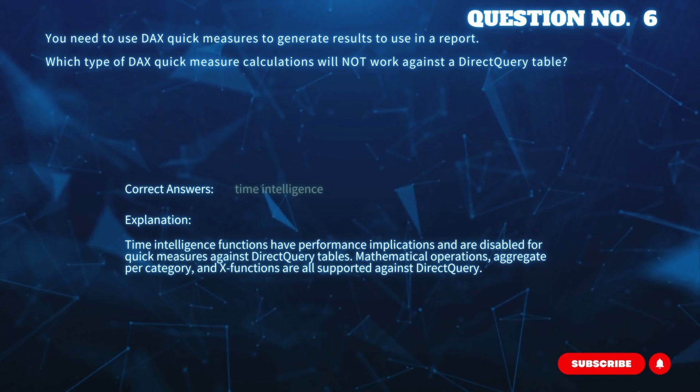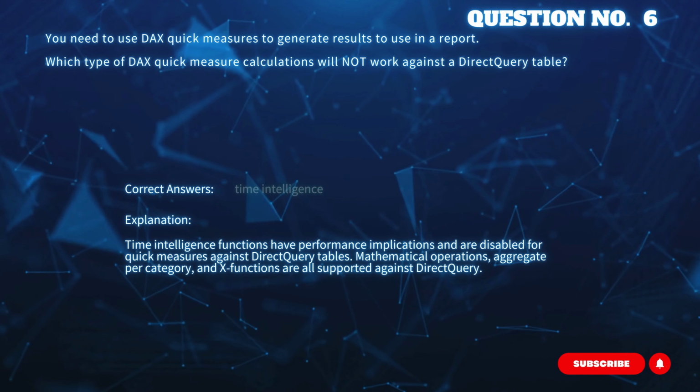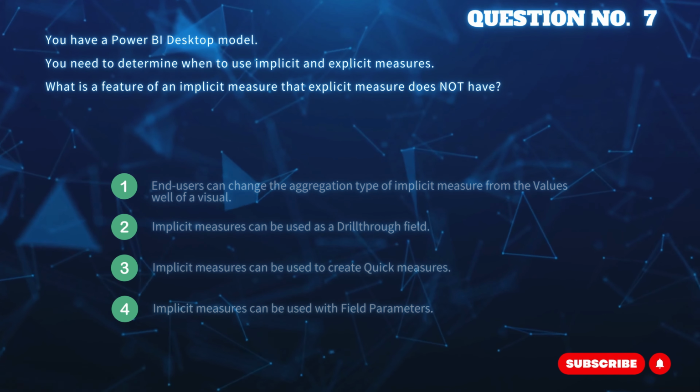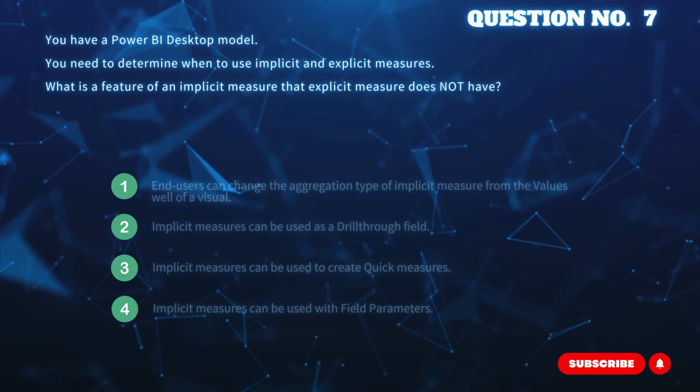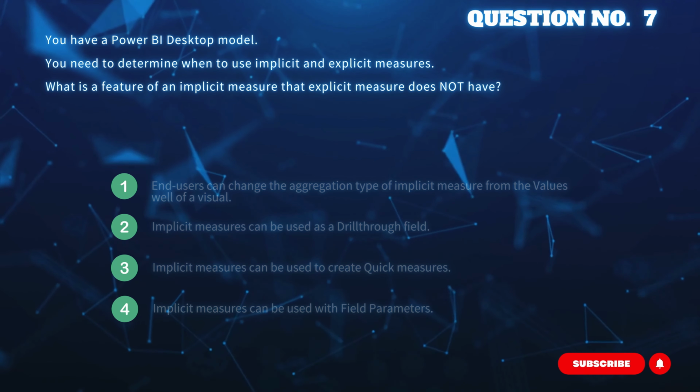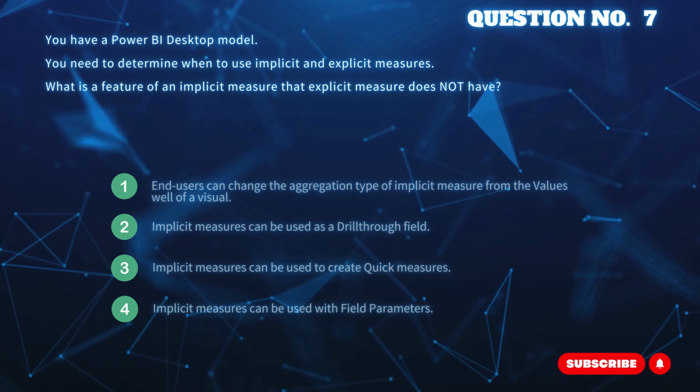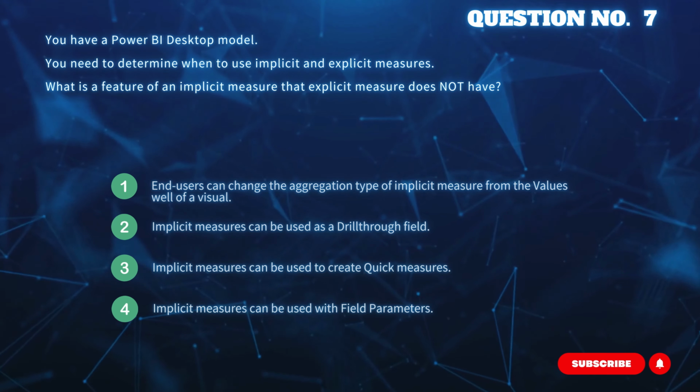Mathematical operations, aggregate per category, and X functions are all supported against direct query. You have a Power BI desktop model. You need to determine when to use implicit and explicit measures. What is a feature of an implicit measure that explicit measure does not have?